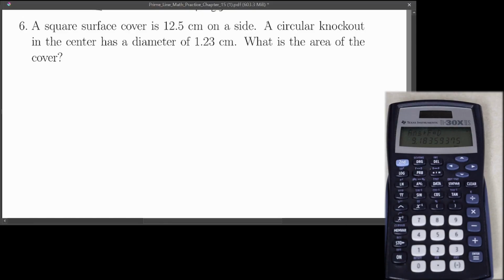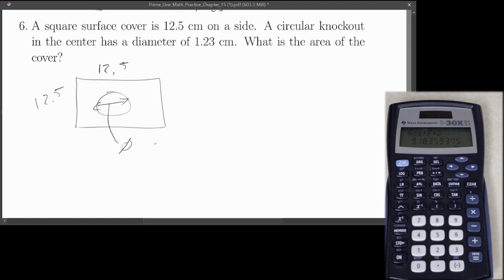Okay, number 6. All right, we've got a square surface cover. So we're 12.5 by 12.5, perfectly square. You've got a circular knockout, and these are centimeters, by the way. And this has a diameter of 1.23 centimeters. We want to find the area. So we're going to find the area of the rectangle, and subtract the area of a circle from it. So the area of the rectangle is 12.5 times 12.5.